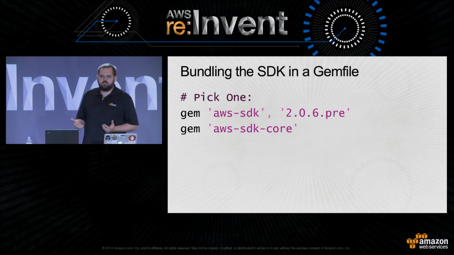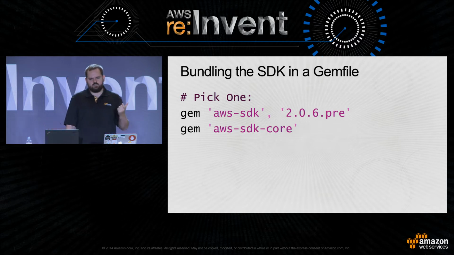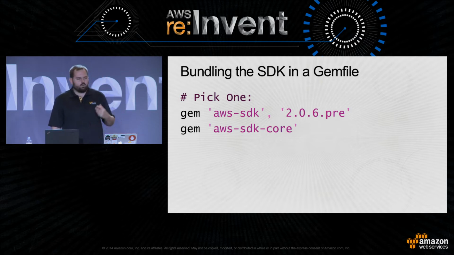You can also bundle the SDK in your Gemfile. We're actually at least a couple version numbers ahead of this, but it's worth noting that in a Gemfile for a pre-release, you have to specify the version number you want. But you can just bundle AWS SDK, you get resources, you get core. Or you can just depend on AWS SDK core, and you're good to go.